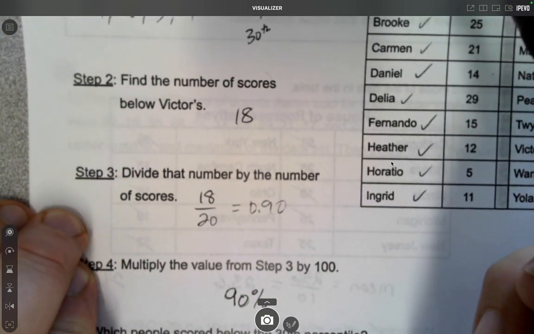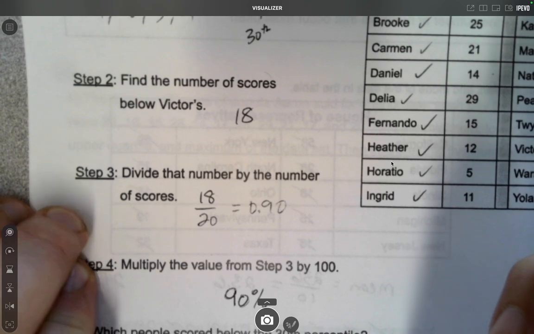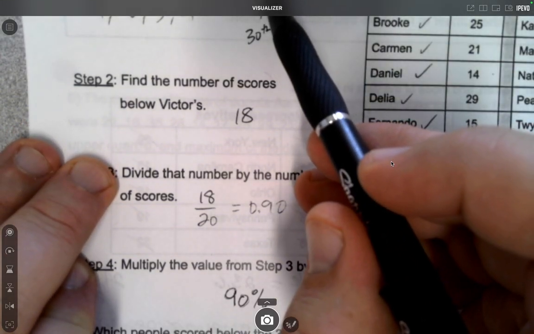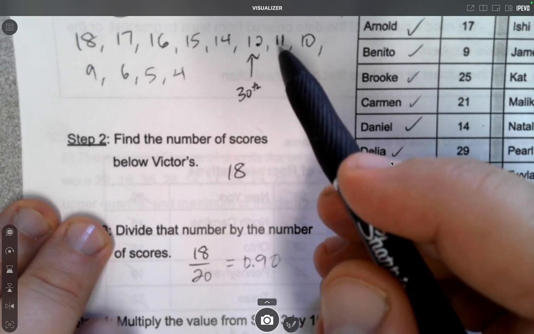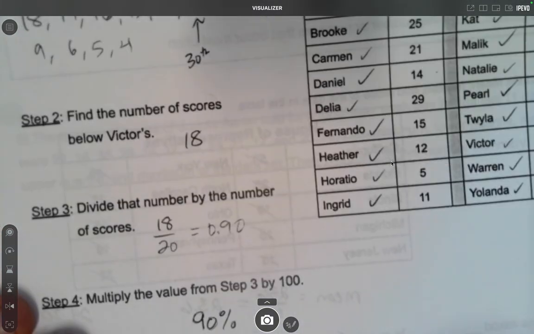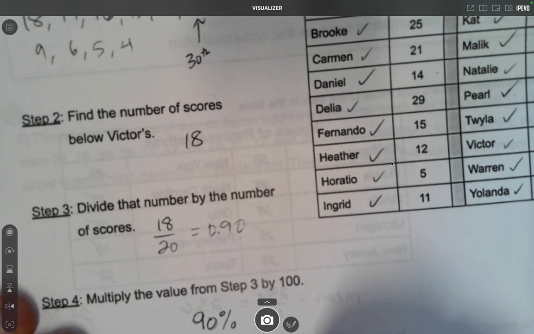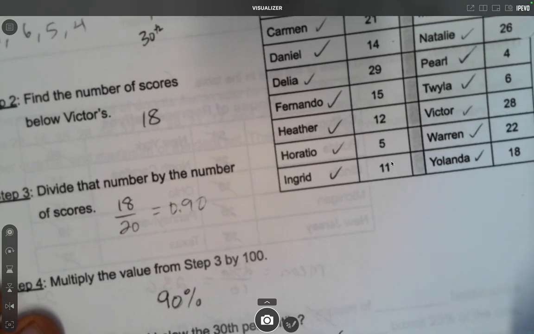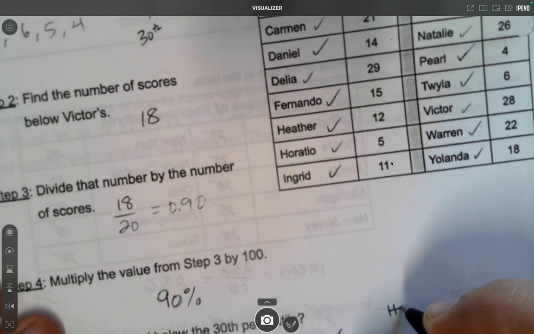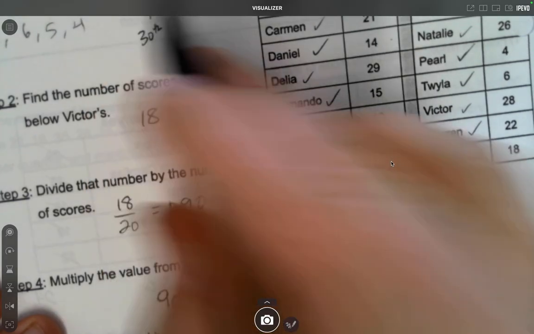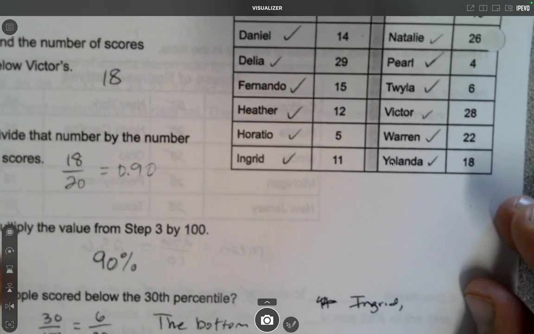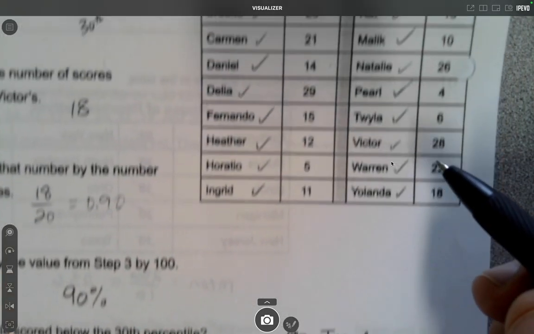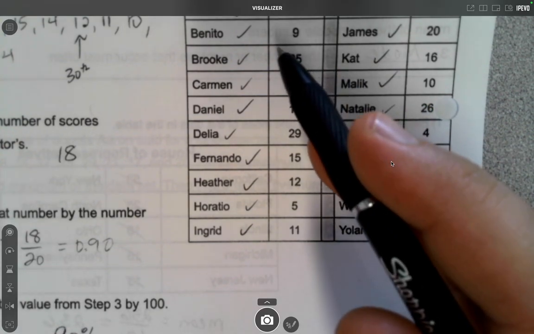So the people who scored below the 30th percentile, well, the person who scored 12 is the 30th percentile. So the people who scored 11, 10, 9, 6, 5, 4. So the bottom 6, which, let's see, 12, Heather. Oh, not 12, sorry, not 12. She's number 7. 11, so Ingrid. 10, Malik. Benito's 9.